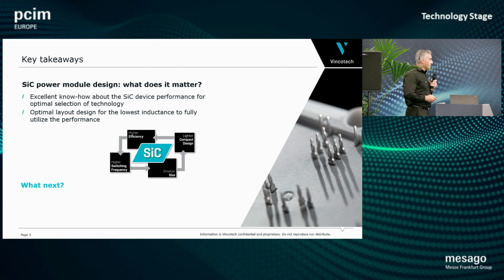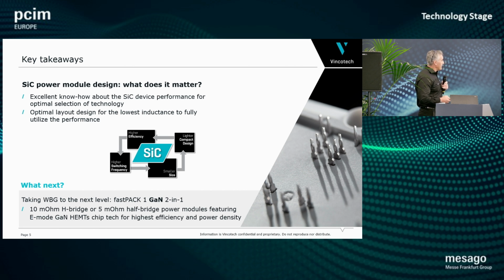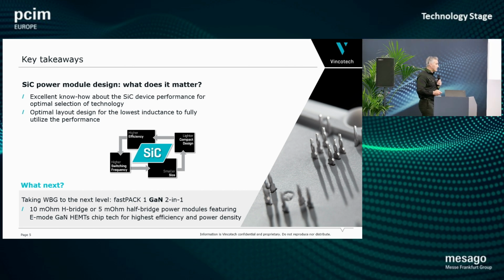So what next? I think even if the race of the silicon carbide power modules has just begun, the next wide bandgap is in the starting blocks, and brings with it new challenges that have to be addressed in terms of power module design. And we at Vincotech have already started to address these challenges with our new fast-spec 1 gallium nitride module, and of course you can join us at our booth and get more details about it. Thanks a lot for this quick overview.